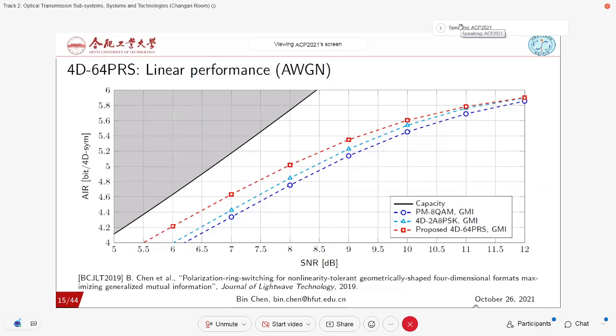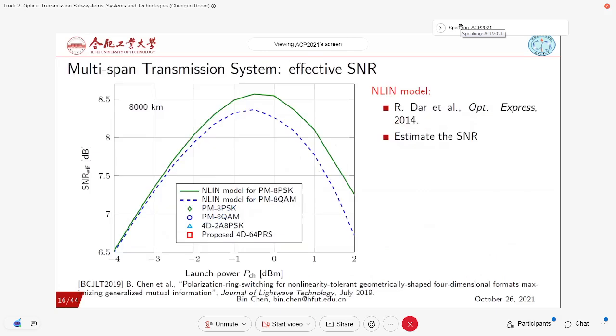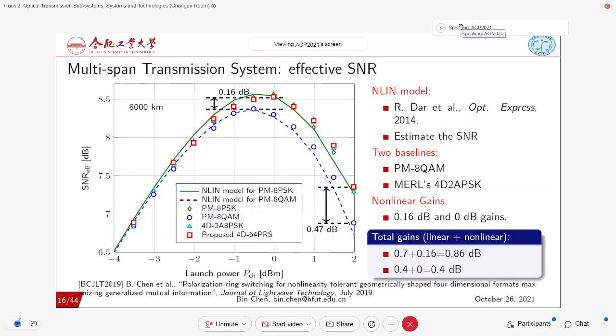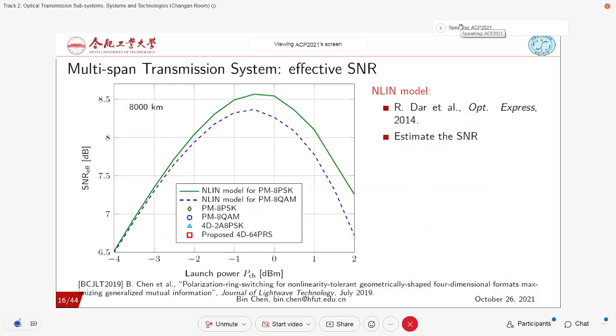So you can see here the red curve, we propose this, called 4D-64 polarization ring switching constellation, can achieve better performance in the linear channel. It can outperform PM QAM by around 0.7 dB in terms of SNR. And it's also better than the other baseline. And here we also evaluate the performance in the nonlinear optical fiber channel. Here we show the performance of a multi-span transmission system.